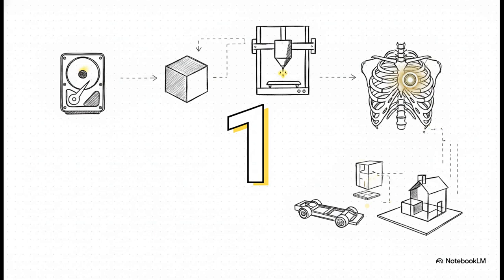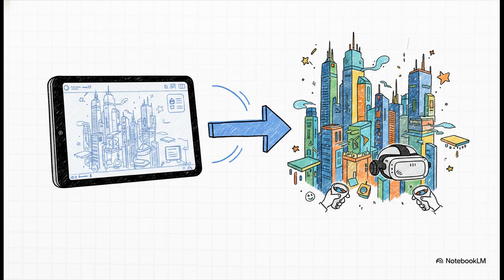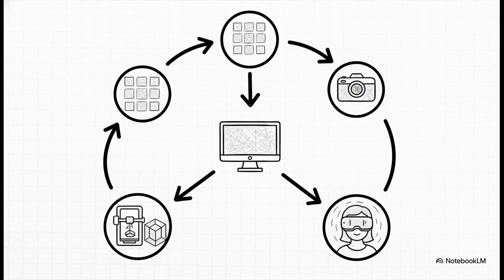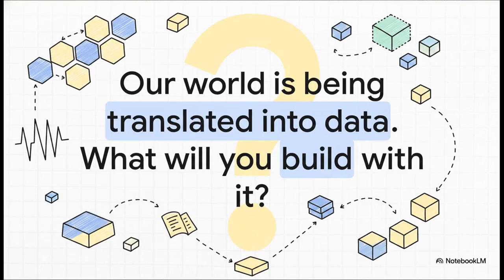From just one digital file, you can make a real physical object, like a prototype or a medical implant. Or you can use that same file to build an entire virtual world you can actually step inside. So there you have it. We went from a simple grid of numbers all the way to physical reality. Our entire world is being translated into data. The only question left is, what will you build with it?